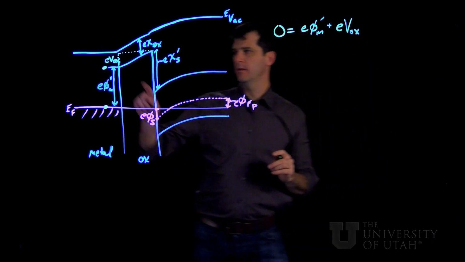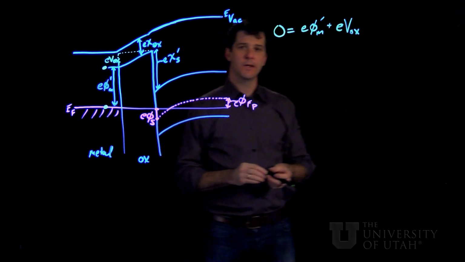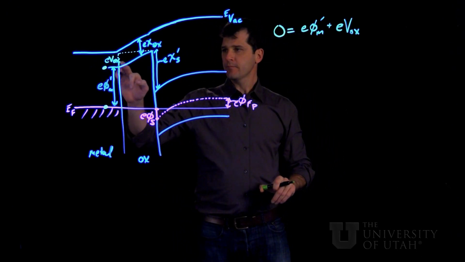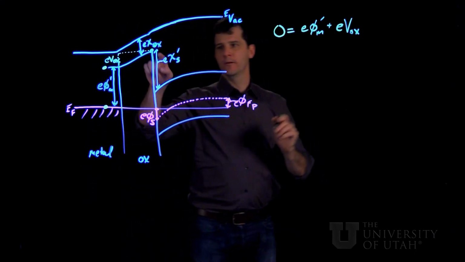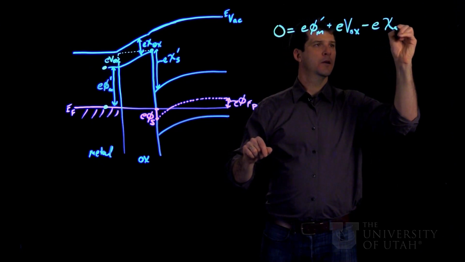And this is a little tricky voltage to get at, so we're going to come at it later, try to calculate it through the capacitance. So then we've made it up to this point. Now we're going to go down by chi s prime.